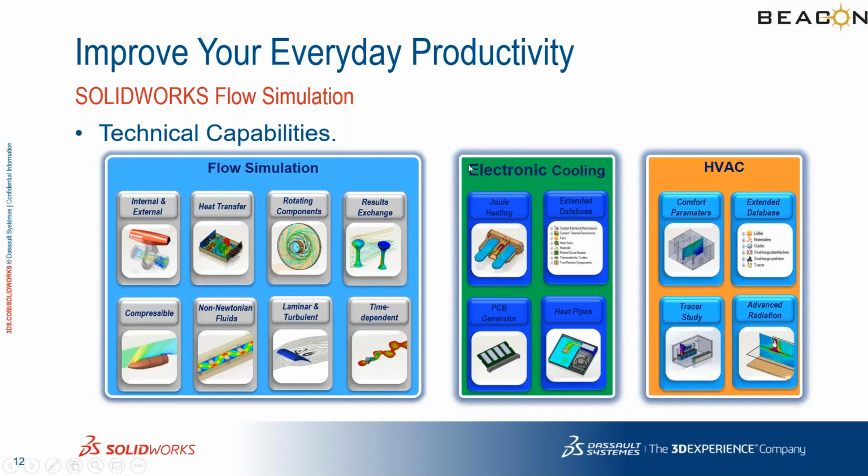We do have a separate package for electronic cooling. In electronic cooling, we solve problems like joule heating, and we have an extended database of thousands of materials that is required in electronic cooling scenarios. Of course, we have heat pipes. We can solve problems for heat pipes. And for HVAC, we have that module also, where we can do advanced radiation study and study the comfort parameters for HVAC.